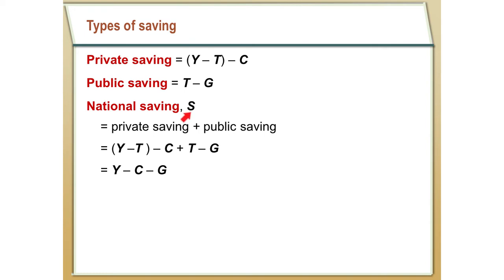So national saving, we refer to this as S in this model. Again, this is just adding these two things together. So here's private saving. We're going to add that to public saving. When we do that, the T's just cancel each other out. We have a negative T here, a positive T here. So our final expression for national saving is Y minus C minus G. So whatever is left over from all of our production after we consume and have government purchases. Another way to think about national saving is the total funds available for investment purposes.